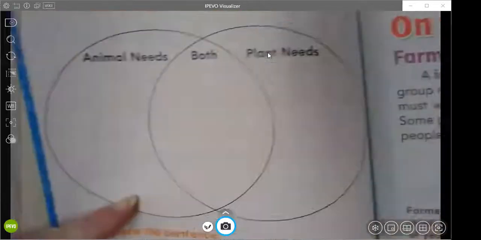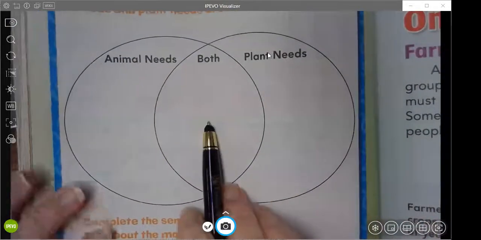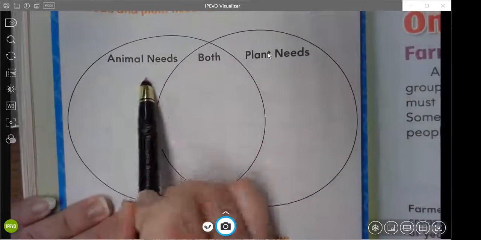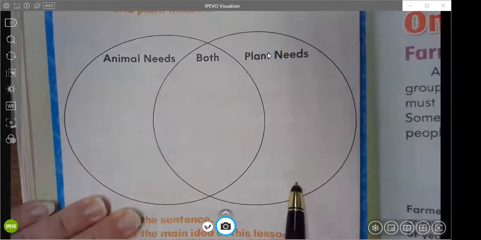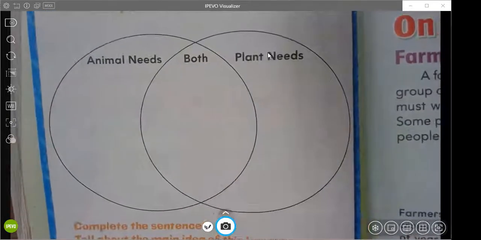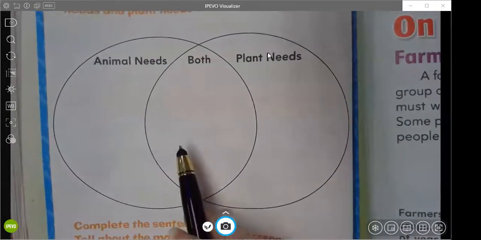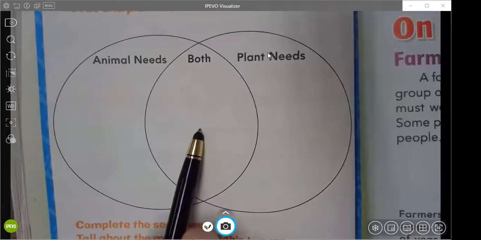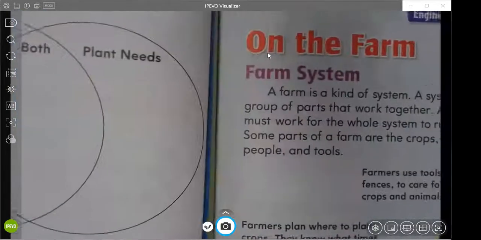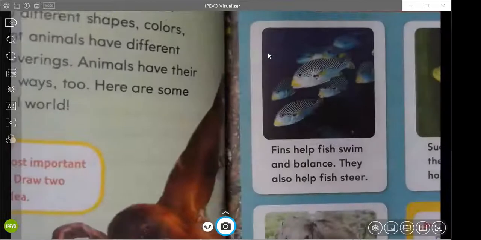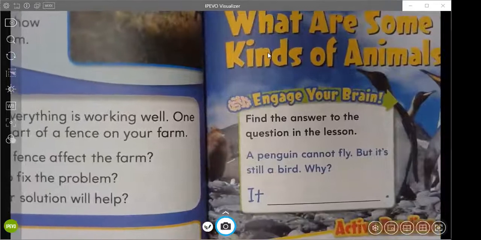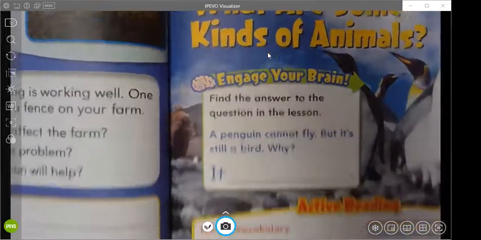I want you to complete this page on your own, called a Venn diagram. Remember, we've done this in math and in reading. Things that animals need, things that plants need, and the things that they both need go in the middle. Okay? So do this page, page 88. We're going to go over it when you come back to class. Now we're going to move on. You can pause the video and do that page right now, or you can wait until after you're done with this video.